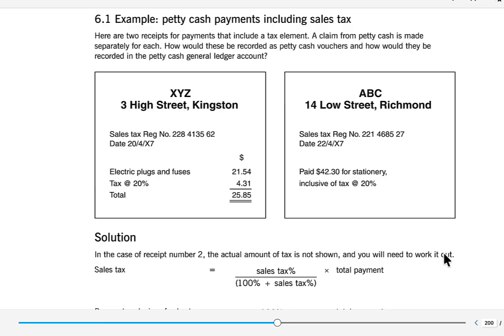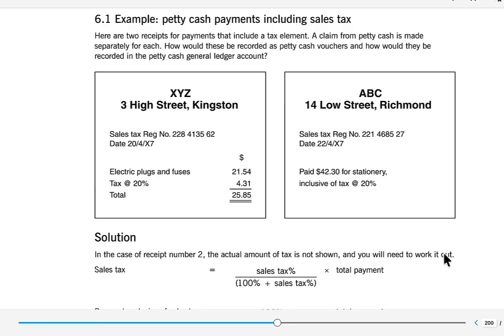What we do in the accounting records is also split it the same way. How we record it in the petty cash voucher. When the petty cashier prepares the petty cash voucher, the voucher should show what was bought. Electric plugs and fuses. The net amount, $21.54. The sales tax amount, $4.31. The total paid out of petty cash, $25.85. This is very important because later, when accounts are posted, the sales tax part can be claimed back.